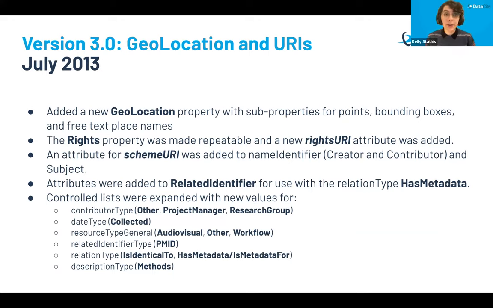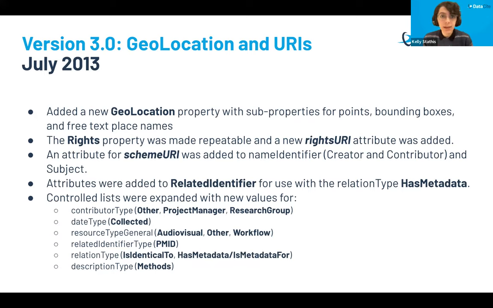The next schema release was a major version. This is version 3.0. Version 3 included a new geolocation property with subproperties for points, bounding boxes, and free text place names. The rights property was also made repeatable in this version. Because of how the XML was structured, this made version 3 the first version to introduce changes that were not backward compatible, meaning that metadata that was valid under schema 3 wouldn't be valid under schema 2. Another key feature of version 3 was the addition of several new attributes for URIs: rights URI for rights, and scheme URI for name identifiers and subjects, with both of these changes intended to improve the interoperability of the schema.